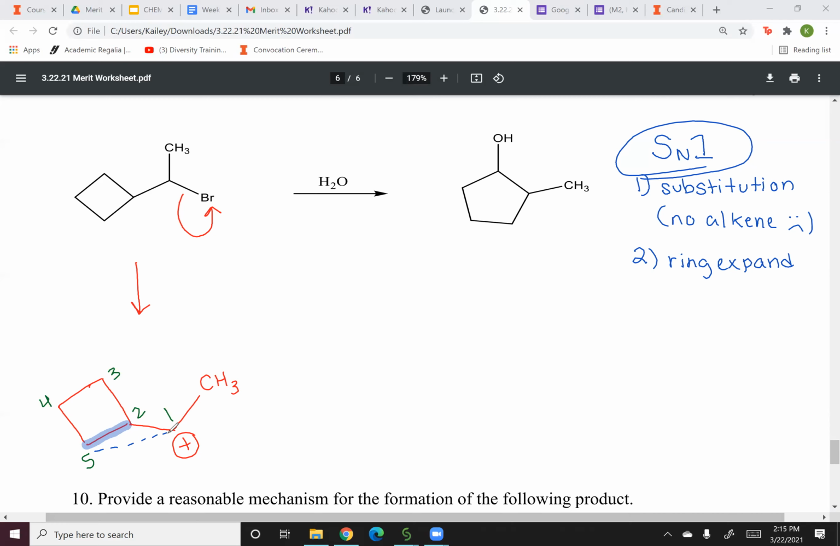Now, you could also look at this situation and, let me renumber this real quick, 5, 4, 3, 2, 1. You could also view this as this bond right here breaking between carbon 3 and carbon 2. And that will give you the same exact product. So in case anybody was like, but why didn't you choose that bond?